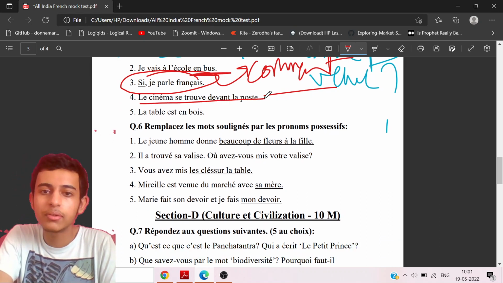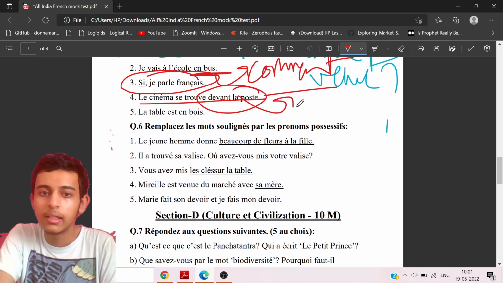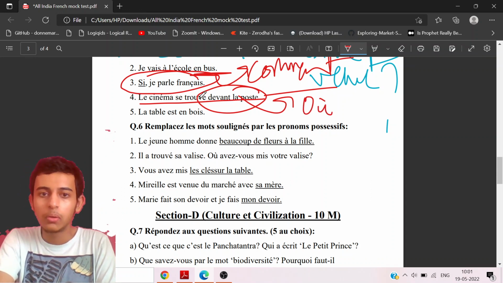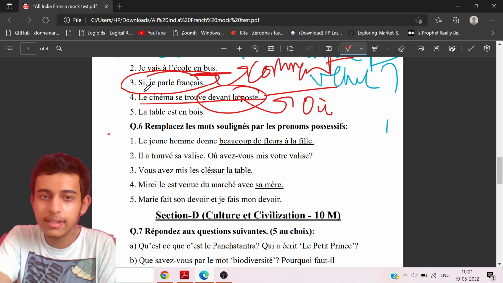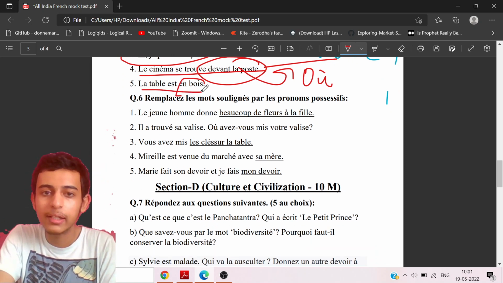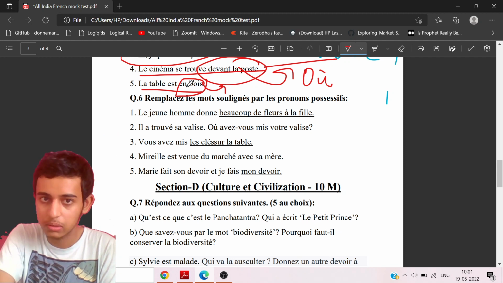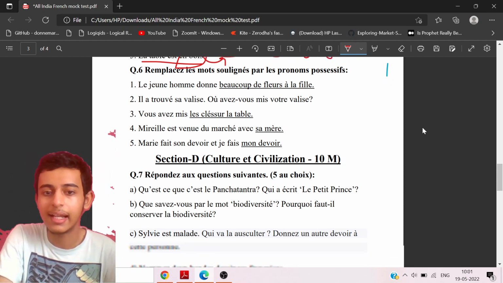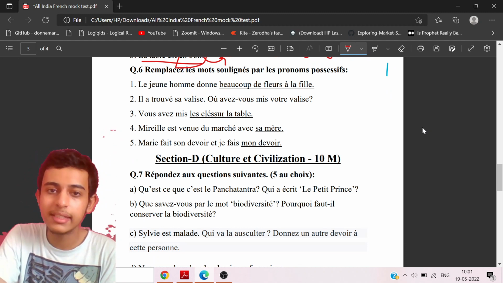Fourth, le cinéma se trouve devant la poste. Devant la poste, that gives us a position. So où? Où se trouve-t-il le cinéma? Okay. Fifth, la table est en bois. Est en bois? En quoi? So en quoi? Of what? En quoi est la table? Done, done, done, done. Sixth, remplacez les mots sur les.